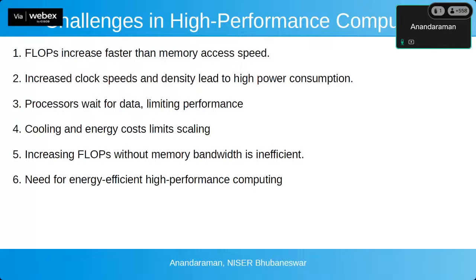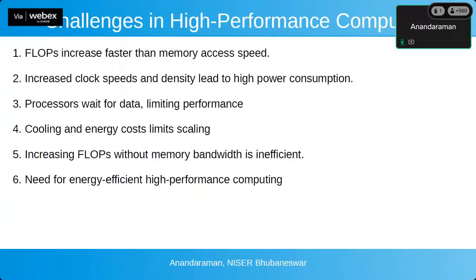What are the challenges in HPC? Floating point operations per second increase faster than memory access speed. We are now getting 256 cores per die, but not in a single die; that is actually multi-glue technology. So in one socket we are getting 256 cores, but for memory we are still using DDR4, DDR5 only. So access speed is not increasing as much as cores are increasing.